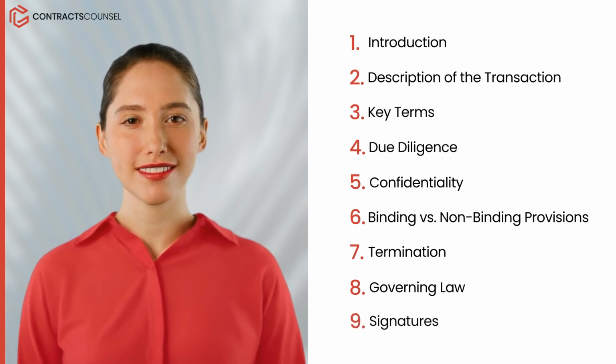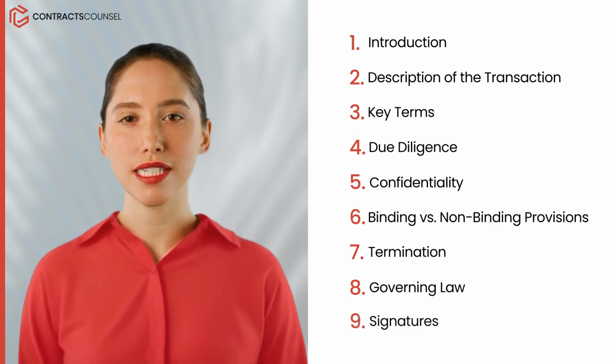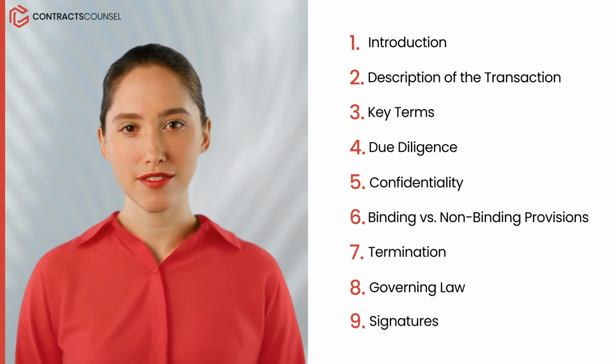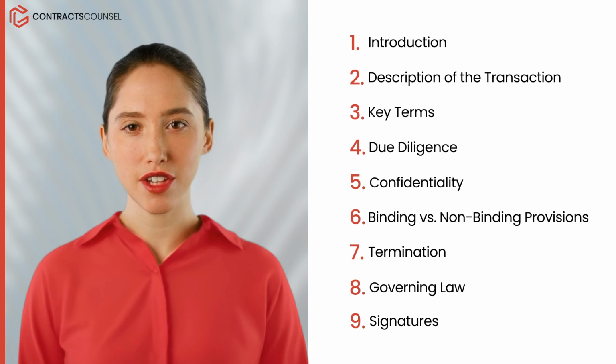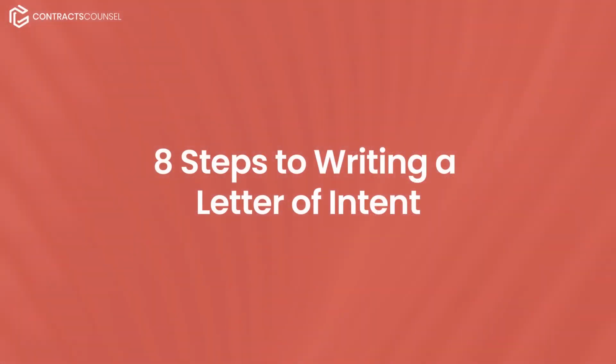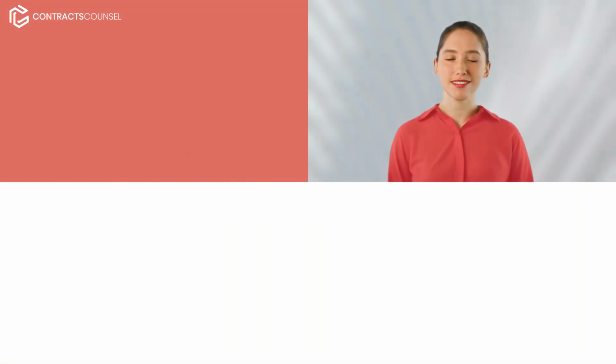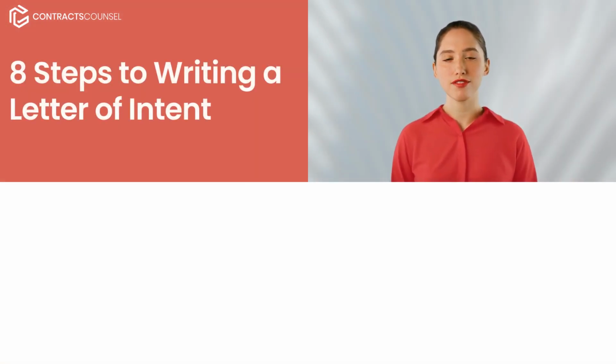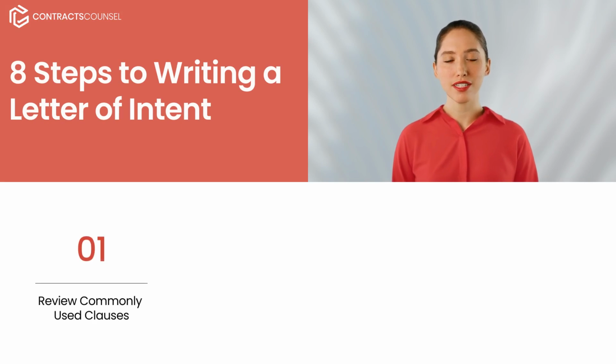And 9. Signatures. This section includes spaces for the signatures of the parties involved, indicating their agreement to the terms outlined in the LOI. 8 steps to writing a letter of intent. Here is a list of 8 steps you can follow to draft your letter of intent. 1. Review the commonly used terms discussed earlier in this video or find a template online to use as a reference. This will allow you to know what to include.